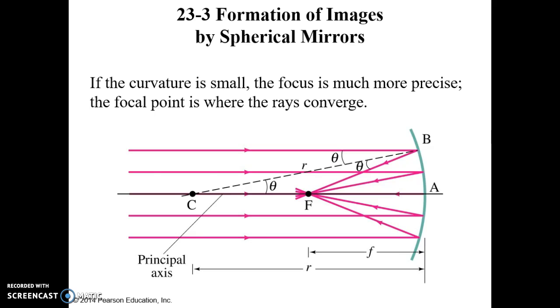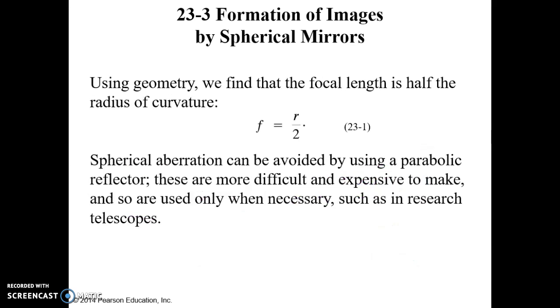Now notice that the incoming ray at point B follows the law of reflection, with the radius acting as the normal at that particular point. Also notice that the angle BCF equals CBF, and thus the length CF equals FB. And since we assume small angles, the length FB is nearly equal to the length FA, which is the focal length. So the focal length is half the radius of curvature. This is only with the assumption that we're using small angles.